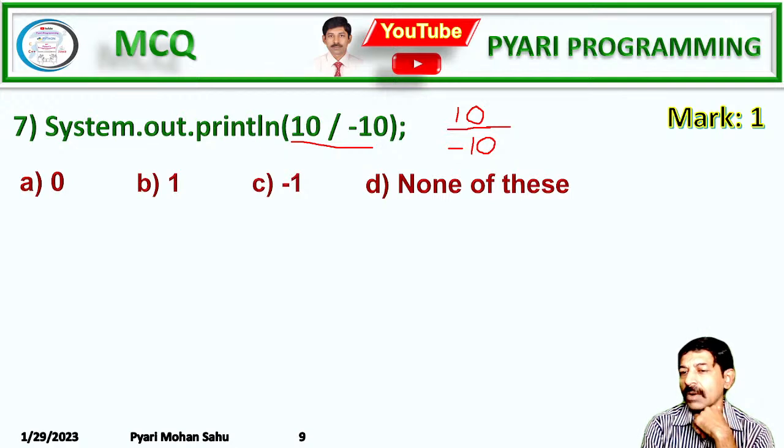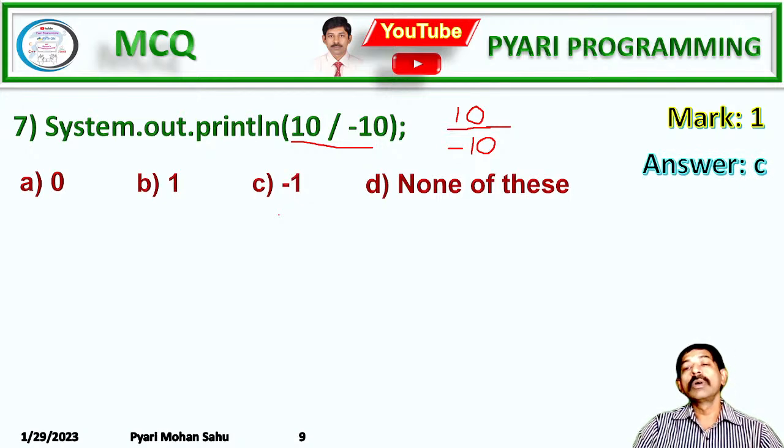Subhalakshmi, 10C. What is 10C? Udita joined late, I think. Because this is your first answer. I got. Option C. Arpita says C. Okay, fine. The correct answer is your C only. Now, because your denominator is of negative type, so that's why it is negative.